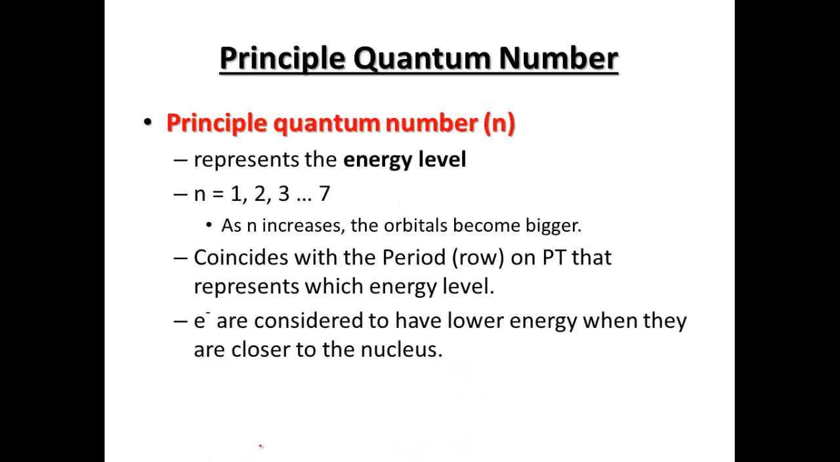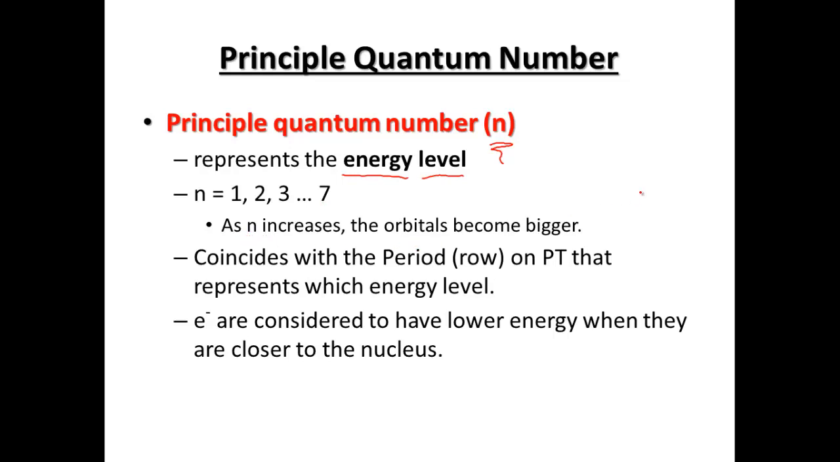So our principal quantum number is our first one, and it uses the letter n. What it represents is the energy level in which the electron is. Those numbers will vary: 1, 2, 3, 4, 5, 6, all the way up to number 7, which is our last or the highest energy level that we have. So n increases as the orbitals become bigger.